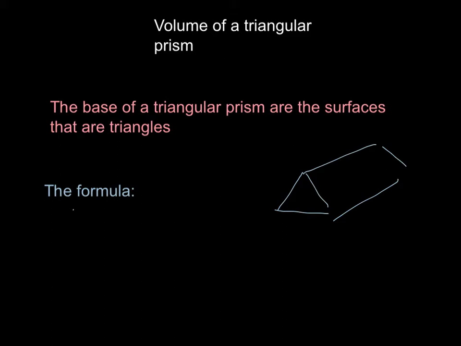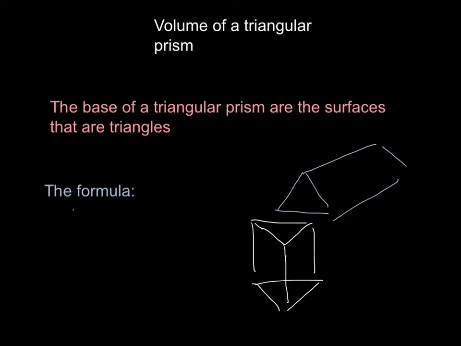Now it doesn't matter if your triangle is facing this way, where right now when you look at this you think, oh, the base is whatever it's sitting on. No, for a triangular prism the base would be the triangle itself. The triangular prism can be sitting this way, that way, or in an upright position, similar to that. It doesn't matter which direction it's sitting, the base is always the triangle. The base of a triangular prism are the surfaces that are triangles. The triangle surface is the important part.